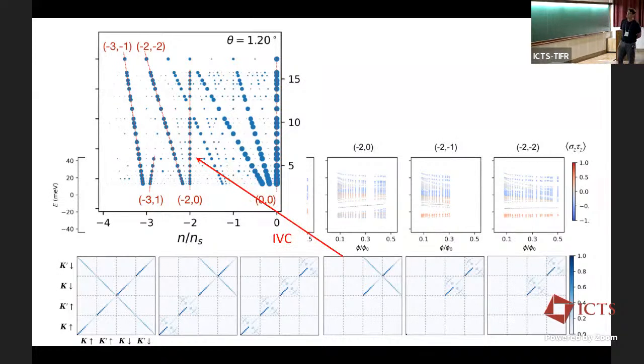Okay? The vertical line over here would be a Chern 0 insulator with inter-valley coherence, but the -2, -2 line is a completely different state. It completely loses its inter-valley coherence and is a Chern -2 state that's stabilized by the magnetic field. Okay?